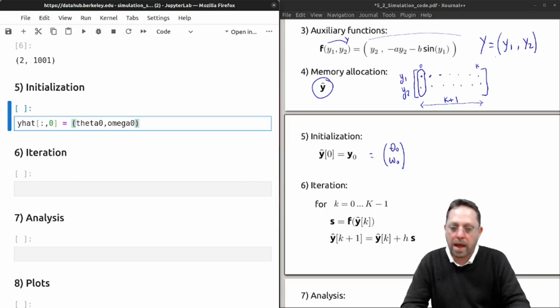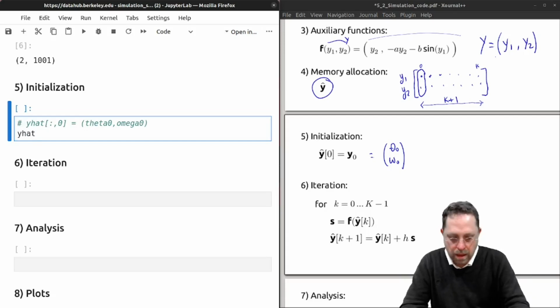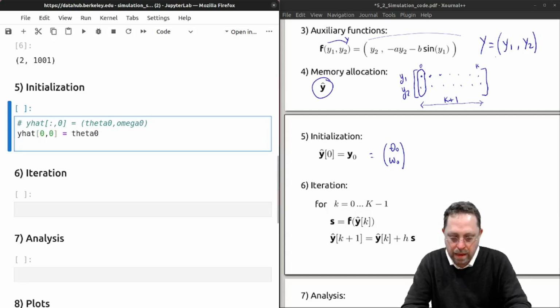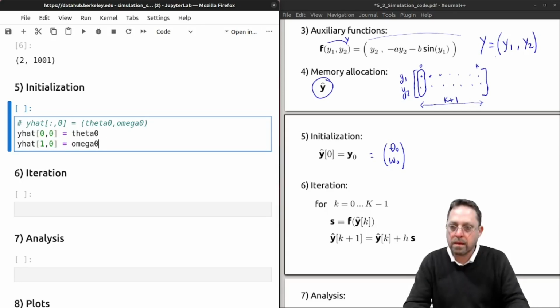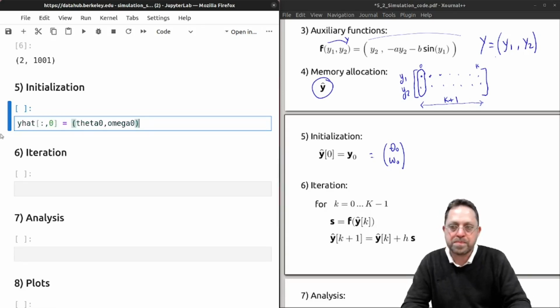Okay, so actually you could have done this. This is just fine. You could also have done this in this way. The first row, first column is theta naught, and y hat, the second row, first column is omega naught. That's just as well. You can do it either way, whichever you prefer. I'm going to leave it this way as we had it before.